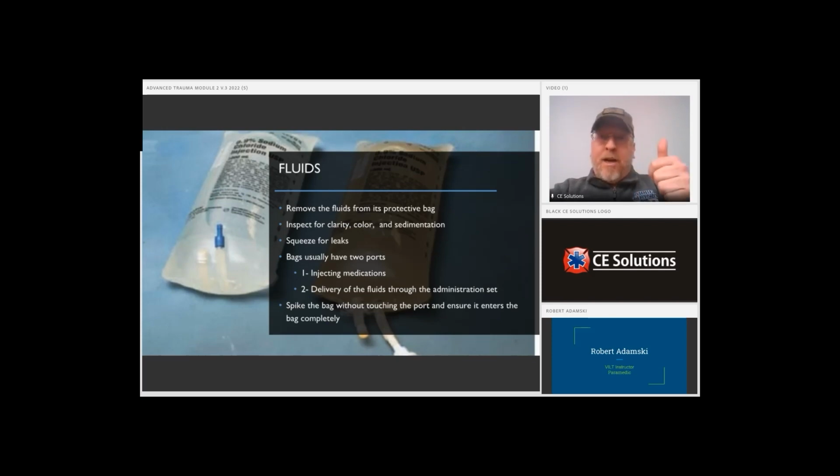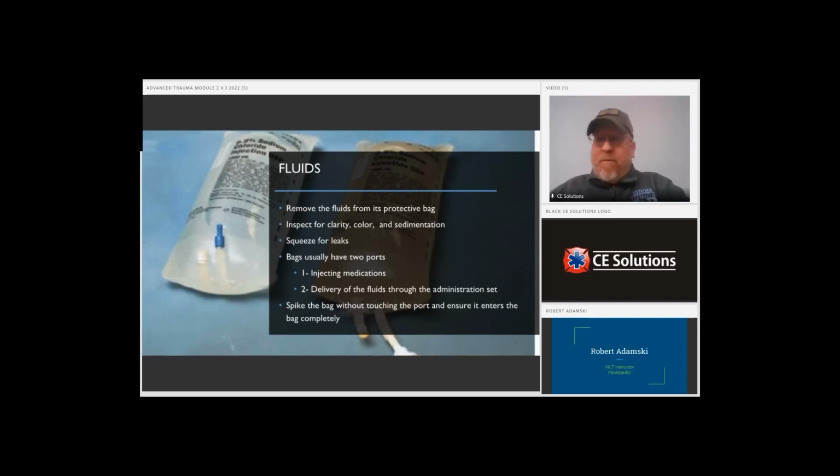All right, Normosol versus normal saline, 0.9% sodium chloride, for example. Make sure that it's clear, no chunkies or floaties. And then finally, make sure that it's not expired. Right?